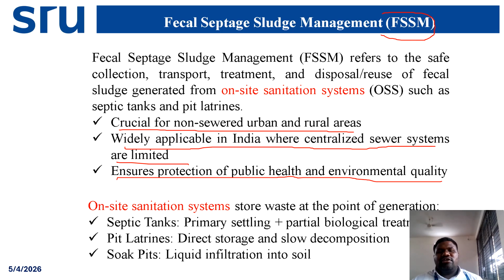Here, the wastewater coming from the septic tanks is filtered through different levels of gravel and sand, so ultimately it reaches the aquifer and the water is also purified. These are some kinds of on-site sanitation systems. Here, sludge will be accumulated, so that sludge we need to manage. That is called fecal septic sludge.